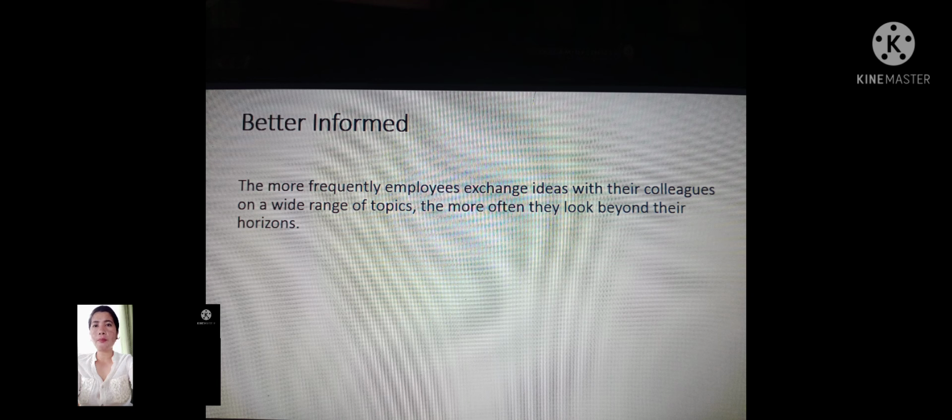So we also have better informed employees. The more frequently employees exchange ideas with their colleagues on a wide range of topics, the more often they look beyond their horizons. This broadens their perspective and gives them impressions that help prevent mistakes and increase efficiency.